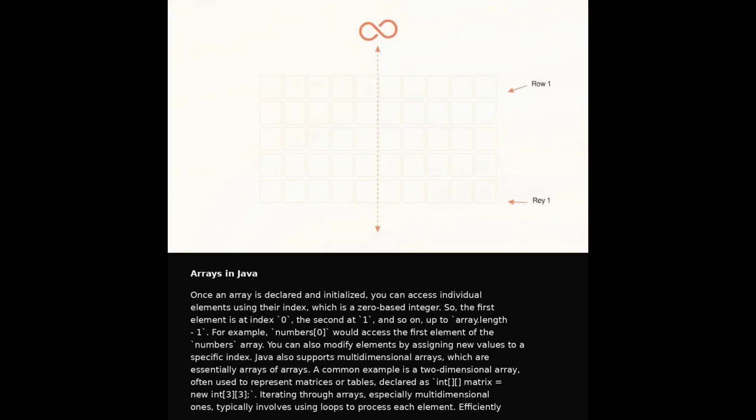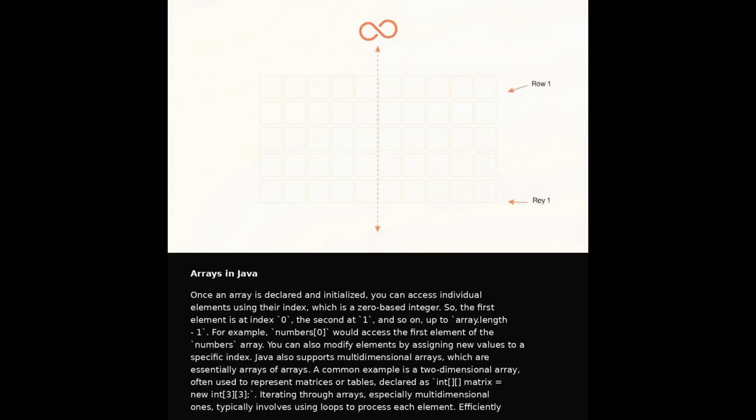Once an array is declared and initialized, you can access individual elements using their index, which is a zero-based integer. So the first element is at index 0, the second at 1, and so on, up to array.length - 1. For example, numbers[0] would access the first element of the numbers array. You can also modify elements by assigning new values to a specific index.